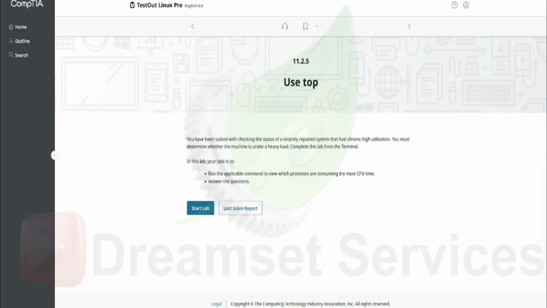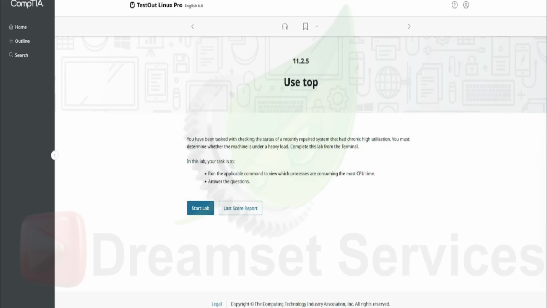You must determine whether the machine is under a heavy load. Complete this lab from the terminal. In this lab, your task is to run the applicable command to view which processes are consuming the most CPU time and then answer the question that follows.